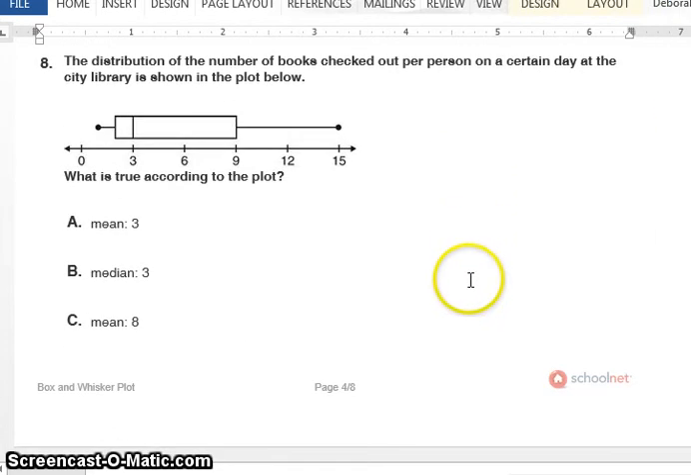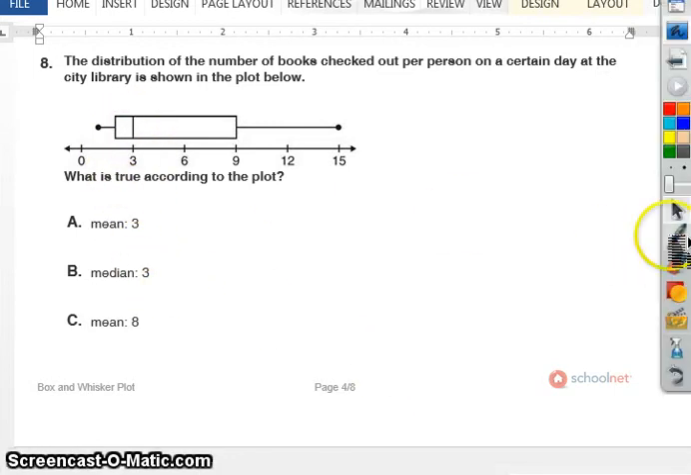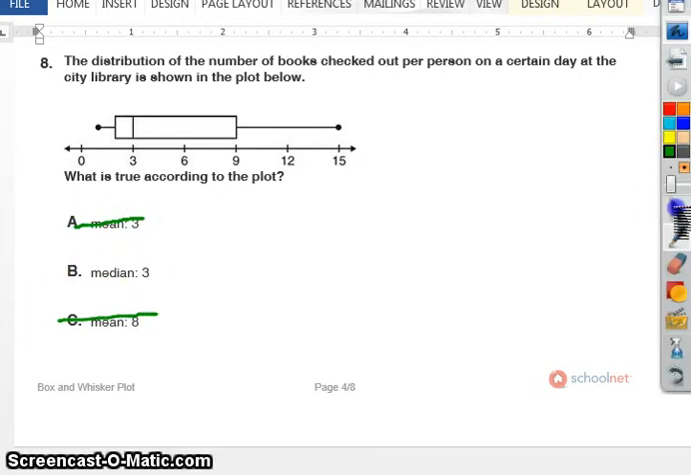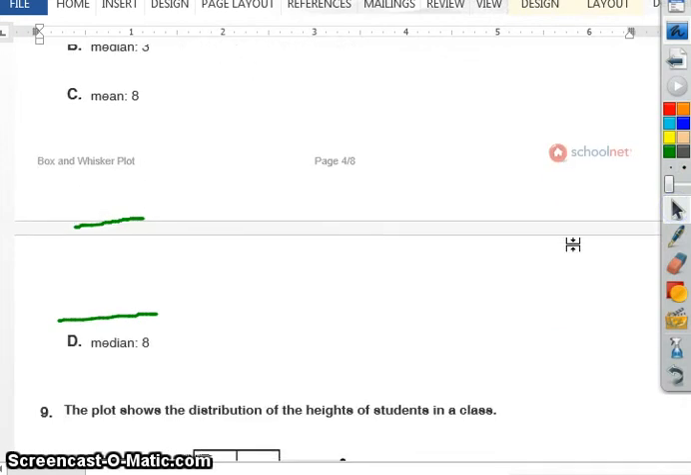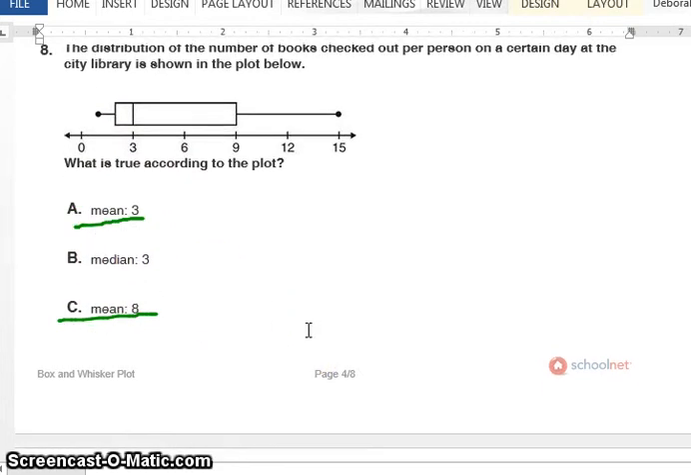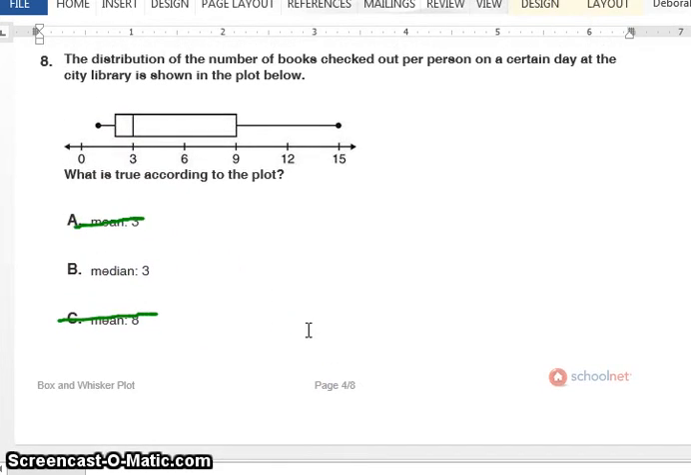Number 8, the distribution of the number of books checked out per person on a certain day at the city library is shown in the plot below. What is true according to the plot? Median is 3. You may not find the mean from a box and whisker plot. Let's see. What do they say for D? They say the median is 8. The median is not 8. The median is 3. So the correct answer choice there is B.